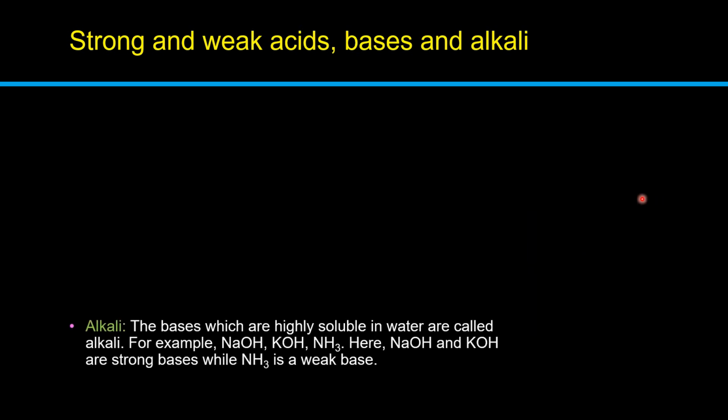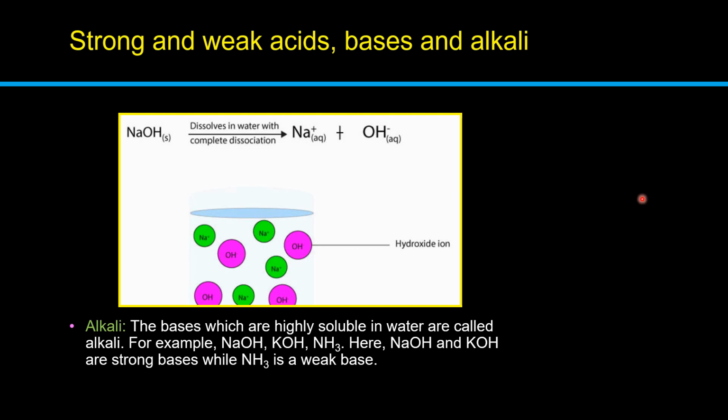So what is an alkali? An alkali is a base which is highly soluble in water. Take for example sodium hydroxide, potassium hydroxide and ammonia. Here sodium and potassium hydroxides are strong bases, whereas ammonia is a weak base, but all these are highly soluble in water. So they are termed as alkali.